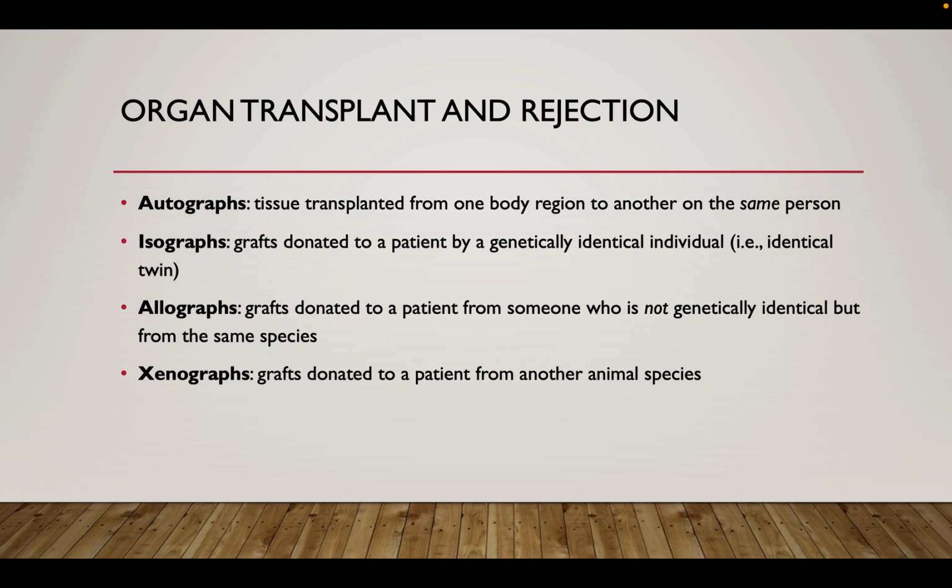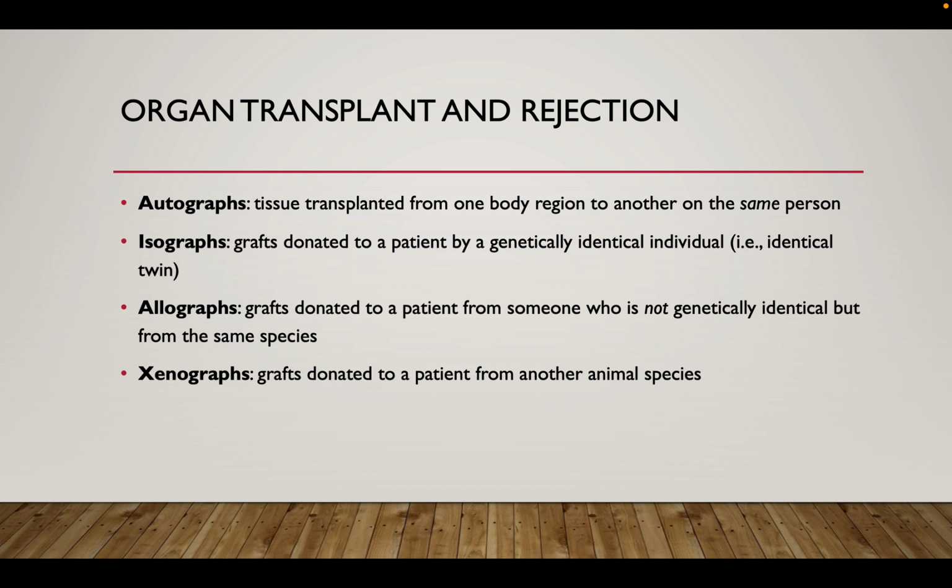Okay. An isograft is that which is donated to another person from somebody who is genetically identical, so an identical twin. We have allografts, which come from another individual of the same species, but it's not somebody who is genetically identical. This is a common type of tissue or organ transplant. Somebody who is from the same species, so another human, but not necessarily somebody who is genetically identical to you.